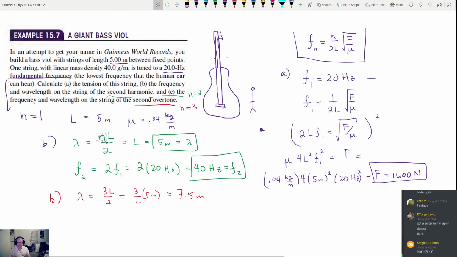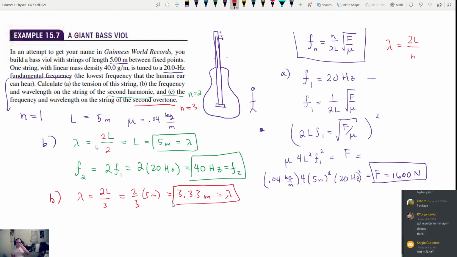Okay, so going back, I don't think it changes this one, because this is going to be 2 and this is going to be n. They're the same thing, so it doesn't really matter. So this is 2L over n, but n is 2, so this one works out. It'd be 2L over 2. But this one should have been lambda equal to 2L over n. There we go. This should be 2L over 3. So 2/3 of 5, and then this is going to be 3.33. I'm sorry about that. It's been a very long day. All right. There we go.